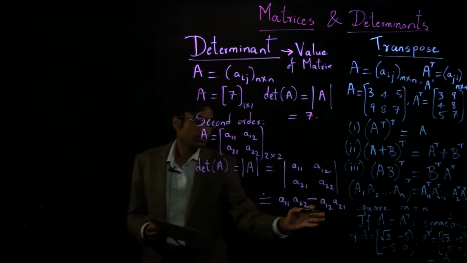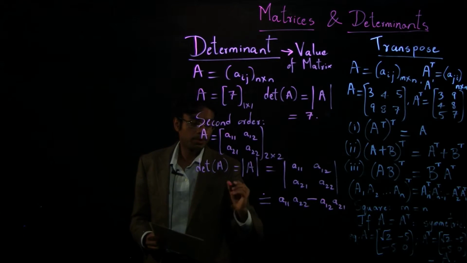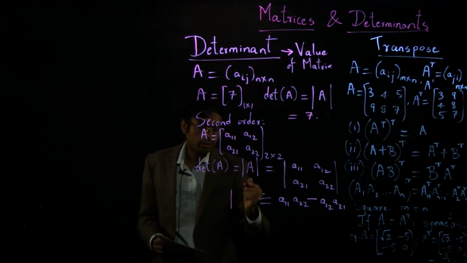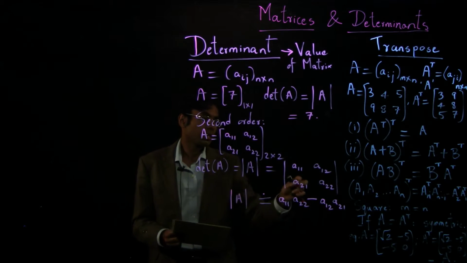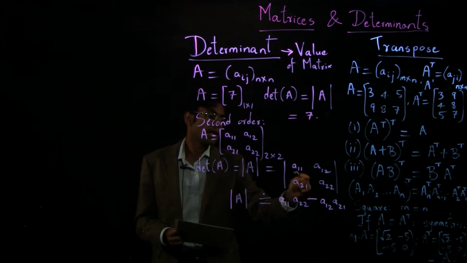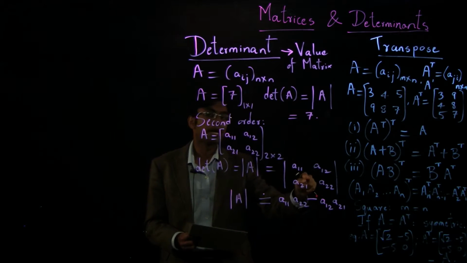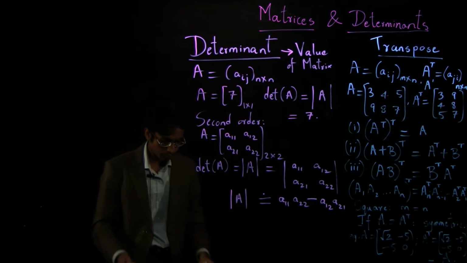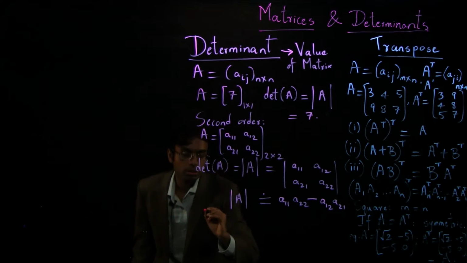And we'll see where this comes from in the more generalized case. But for now, it's important to remember that for a 2 by 2 determinant, the way to calculate the value of the matrix is you take the product of the diagonal elements, and from that you subtract the product of the non-diagonal elements, and that gives you the value of the determinant. Moving on to a third order determinant.